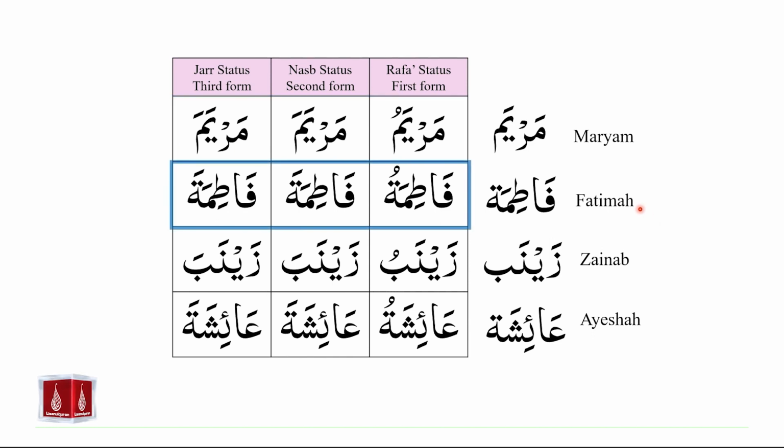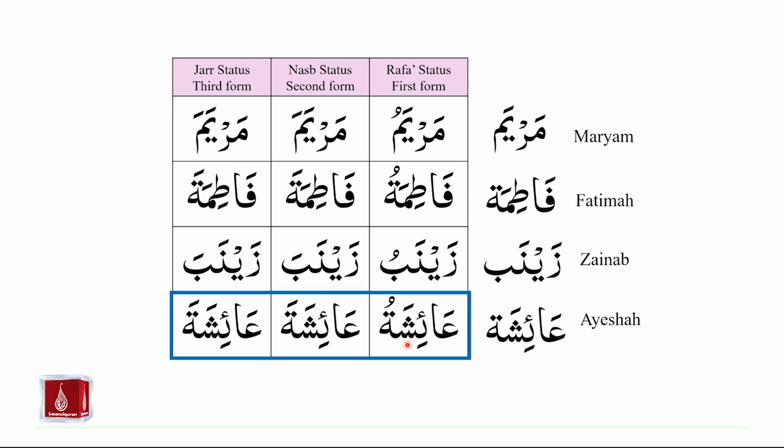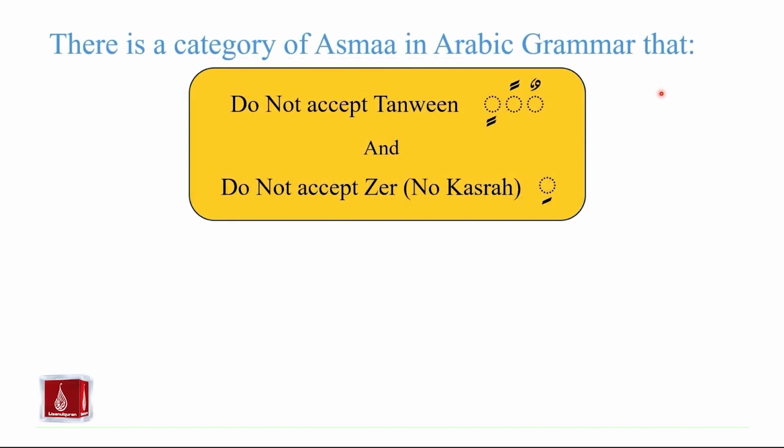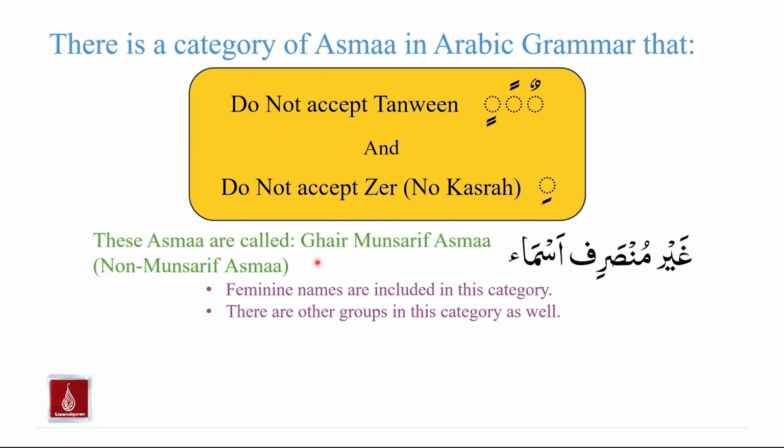Fatima, Fatimatu, Fatimata, Fatimata. Zainab, Zainabu, Zainaba, Zainaba. Aisha, Aishatu, Aishata, Aishata. There is an entire category of asma in Arabic grammar that do not accept tanween, such as double pesh, double zabar, and double zair, and they do not accept zair, that is, they will not accept kasra. These asma are called ghair munsarif asma.